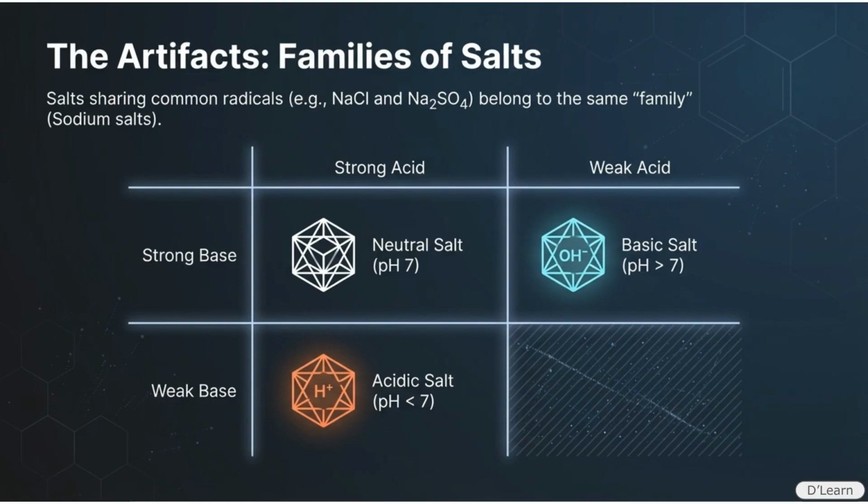Salts are categorized into families based on the acid and base they are derived from. Combining a strong acid and a strong base yields a neutral salt, pH 7. Combinations with weak components result in either basic or acidic salts.